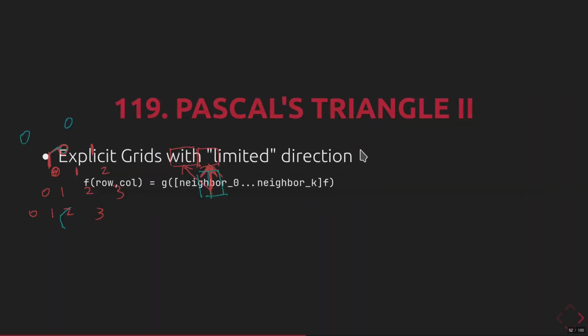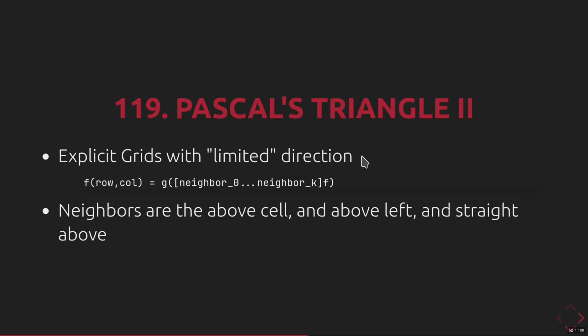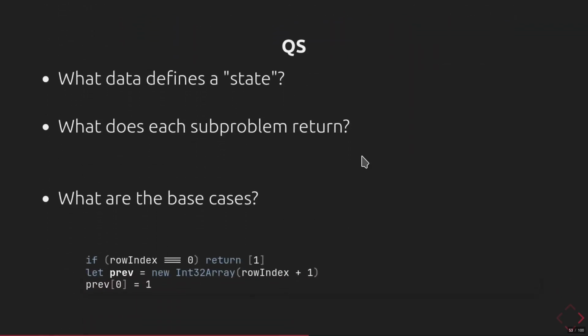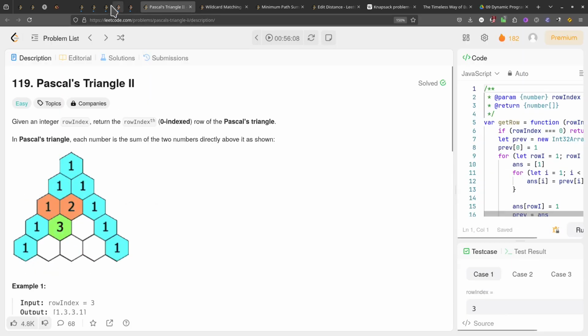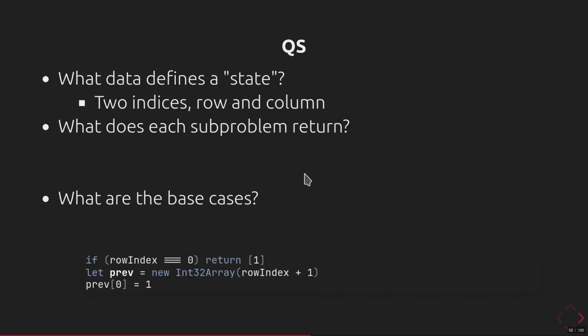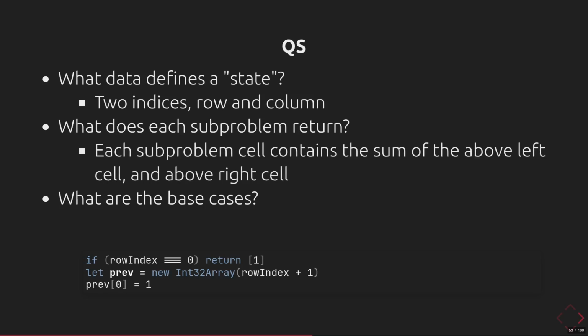So in terms of how we look at these problems, what defines a state? Our state is actually two indices, a row and a column, as we compute the individual cells, right? So what does each subproblem return? When we define this in terms of cells, the subproblem is simply the current value at that row of the Pascal's triangle, right? It is the sum of the above and the above left. So these are going to be numbers, okay?